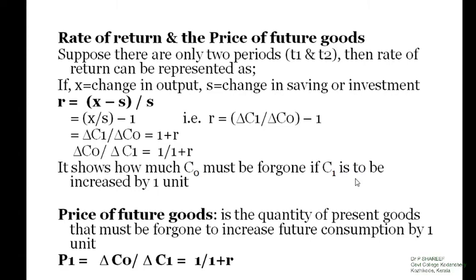That is the price of future goods. The price of future good is the quantity of the present goods that must be forgone to increase future consumption by 1 unit. Thus, price of future good P1 is equal to delta C0 by delta C1, that will be equal to 1 by 1 plus R.